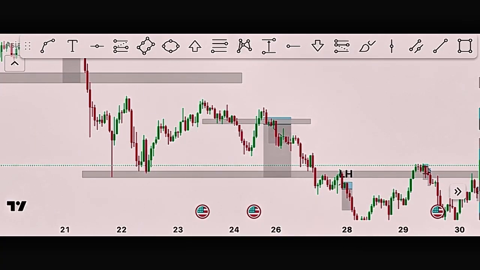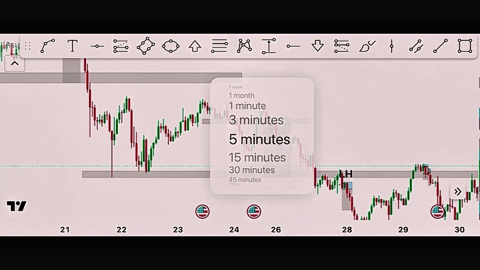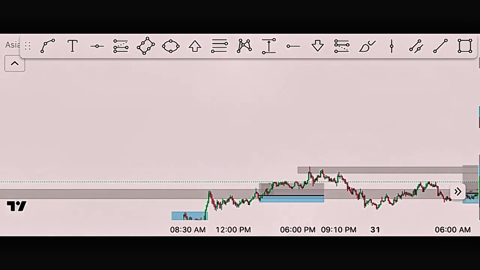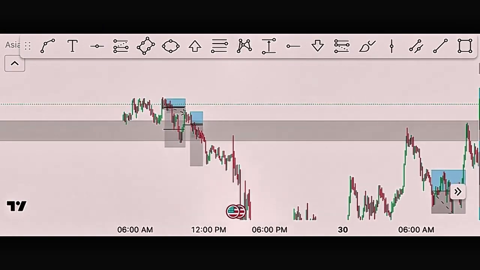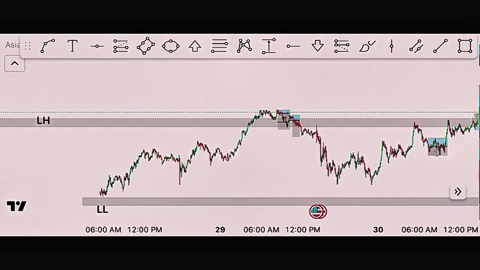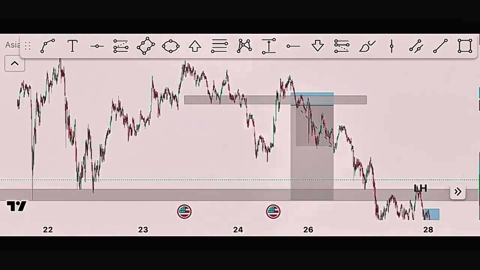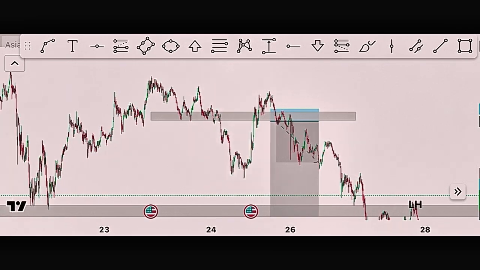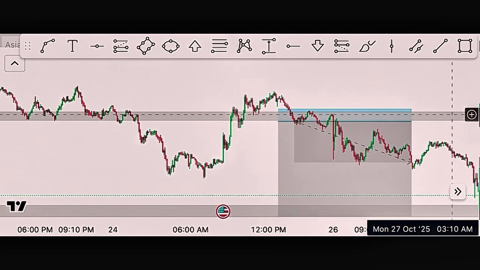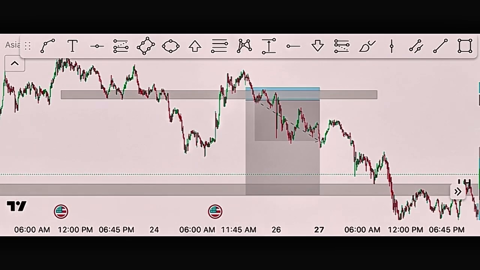So then I scaled to 5 minutes to catch that move. As you can see, after this broke this support, I waited and got that move.